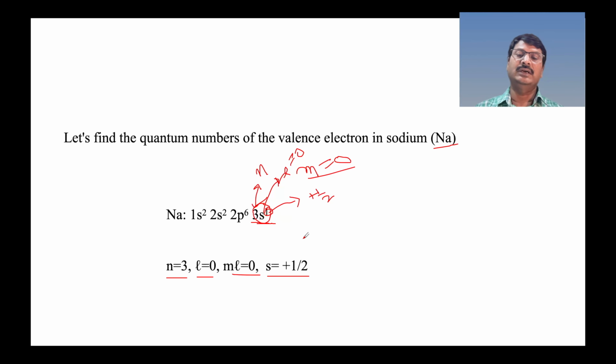Like that you can write the quantum numbers of any electron. And when you take any electron, no 2 electrons will get the same quantum numbers. That is the one point you have to remember here.